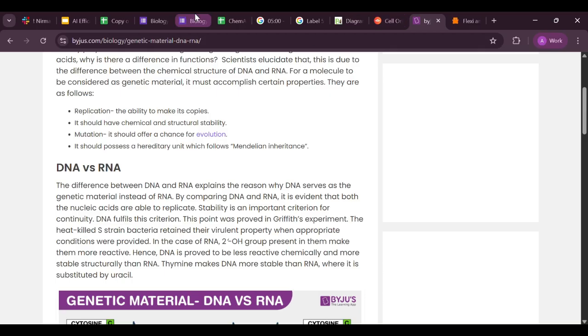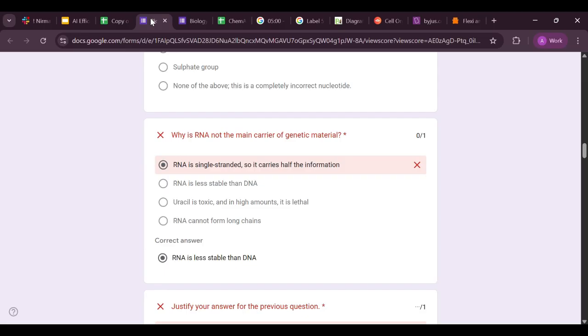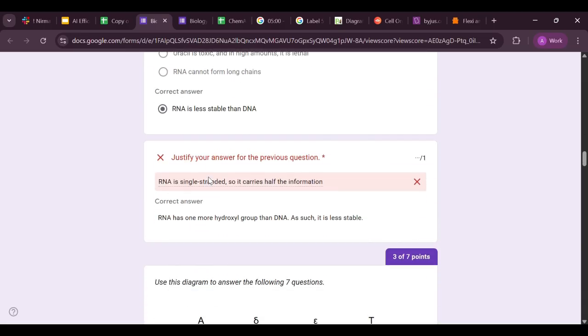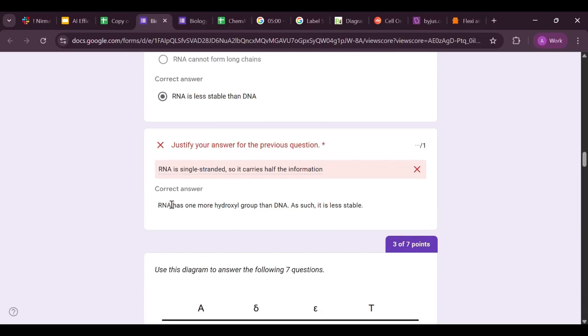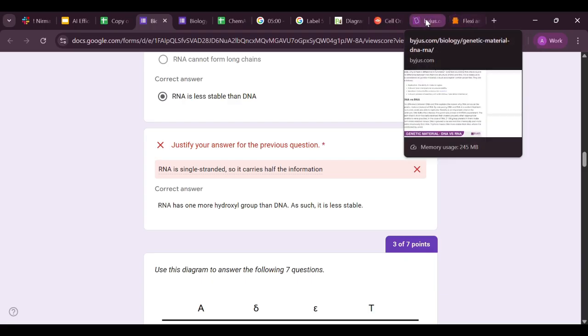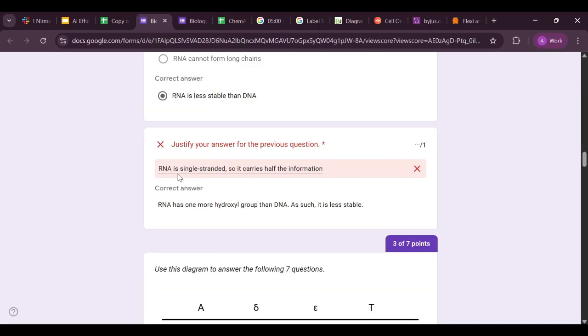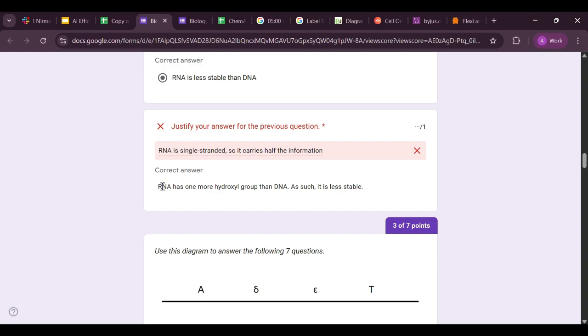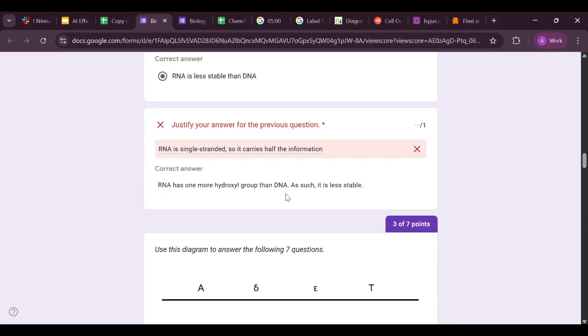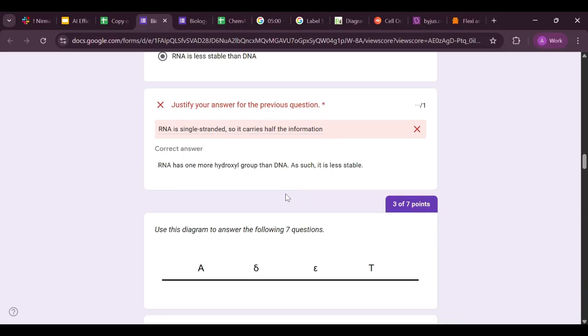Moving forward, we can see justify the answer. Okay, here we can see that it is written that RNA has two OH groups present in them that make them more reactive. It is a similar explanation to the one used by this: RNA has one more hydroxyl group than DNA. As such, it is less stable. So this is also easily provided by Google as well.